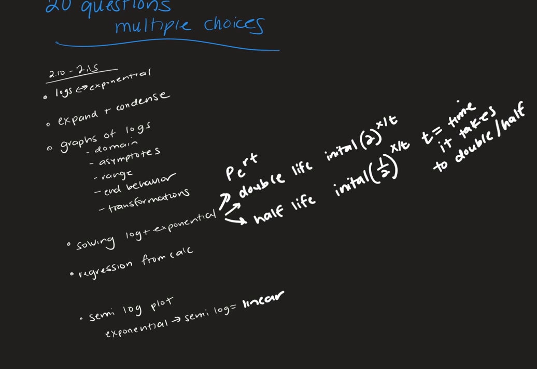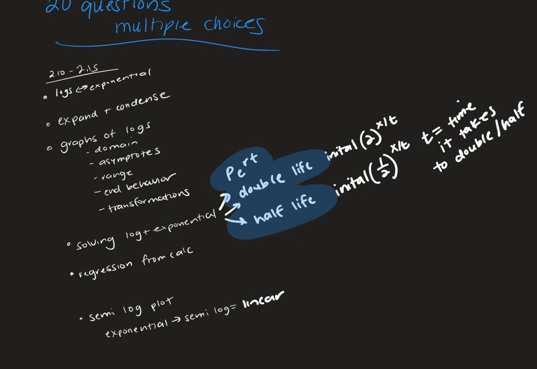There are 3 formulas you need to know from that section, and that is PERT, the double life, and the half-life equations. So PERT is for something that is being compounded continuously. P is your initial value times e to the RT. R is your rate. T is your time. And then double life and half-life.